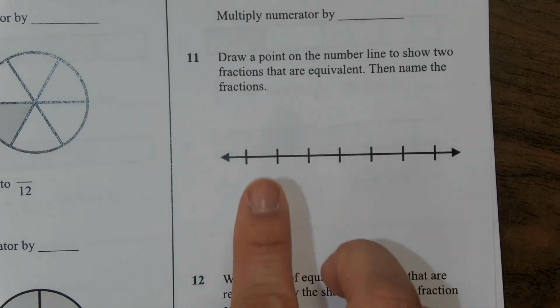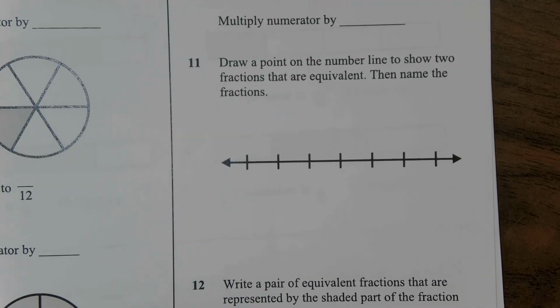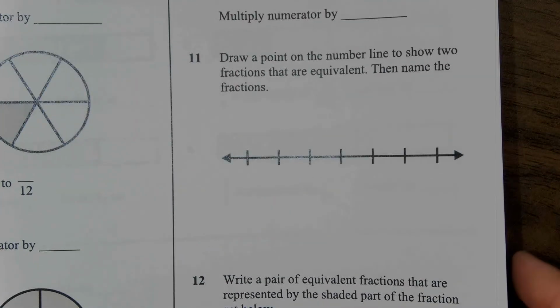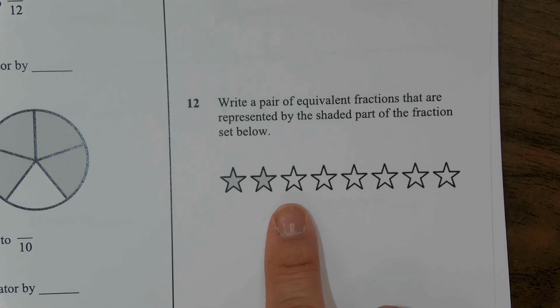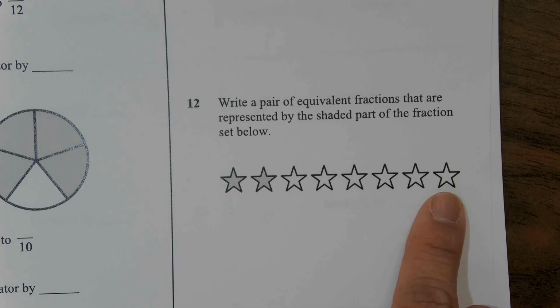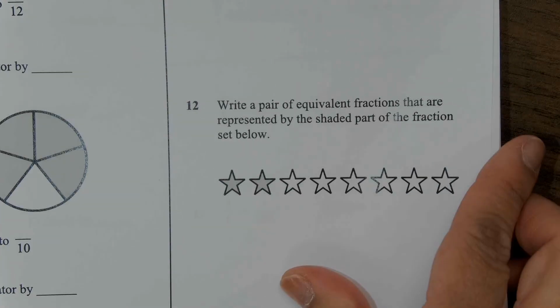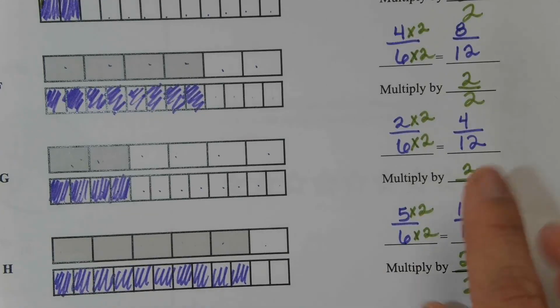Number 11 is going to be like yesterday's problem, where you have to draw a point on the number line to show two fractions that are equivalent, and then you have to name the fractions. And number 12, you have to come up with your own. Write a pair of equivalent fractions that are represented by the shaded part of the fraction below. What you can do is draw this fraction. You know how it gives you the fraction of stars? We'll make this into a fraction bar, and then kind of compare it. Do the same thing here. Break it up into smaller pieces to equal the top fraction.